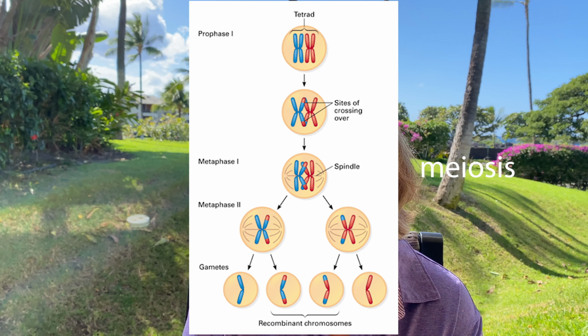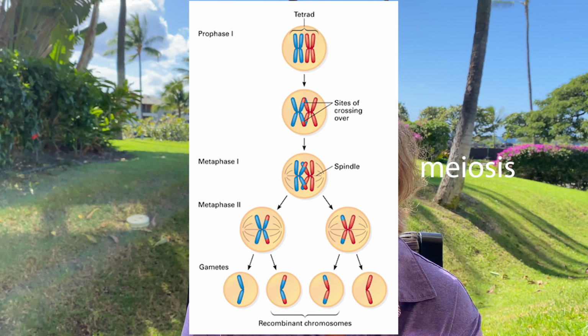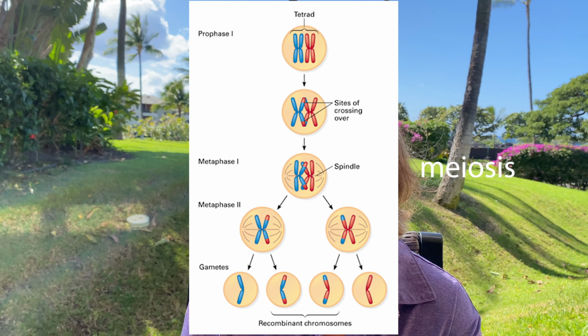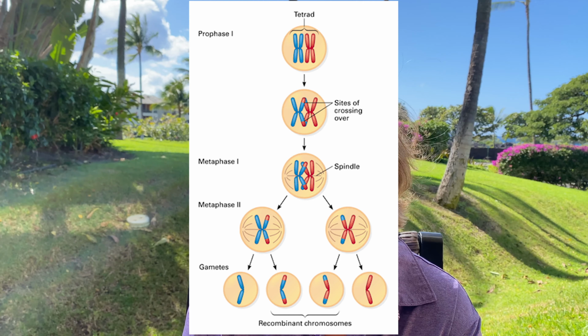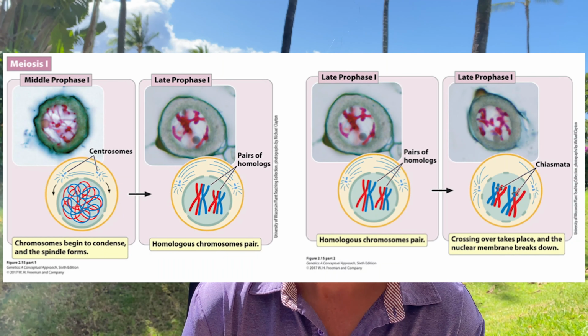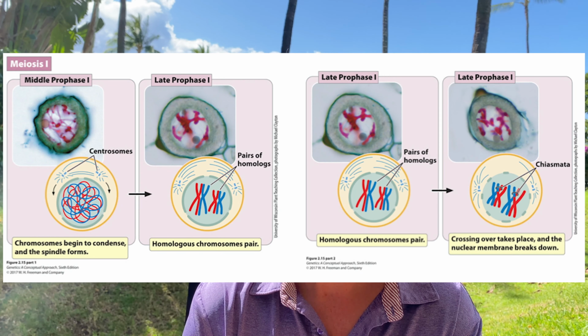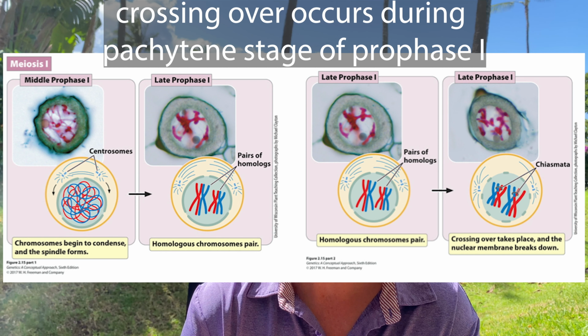The first phase is known as the reductional division phase. That's because the number of centromeres, each representing one chromosome, is reduced by half. Components of each tetrad separate, yielding two dyads. In prophase 1 of meiosis, chromosomes condense and homologous chromosomes pair up and synapse so that crossing over can occur.